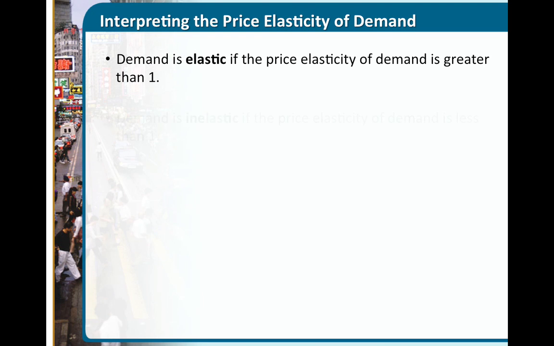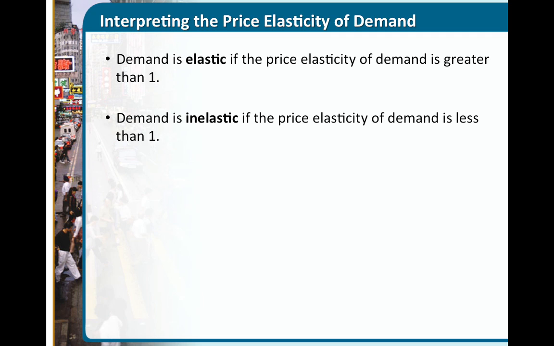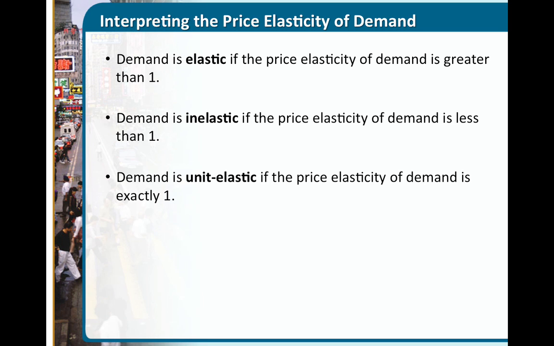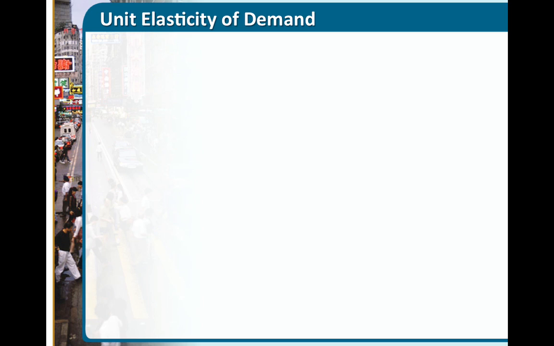So, again, if the price elasticity of demand is greater than 1, we call that elastic. There's a lot of give. A small change in price will lead to a large drop in demand, or larger. Demand is inelastic if the price elasticity of demand is less than 1. And the demand is perfectly unit elastic if the price elasticity of demand is exactly 1.